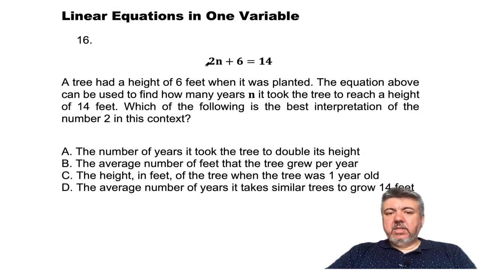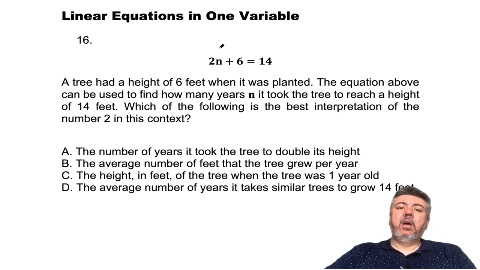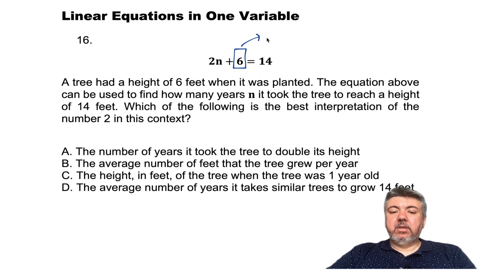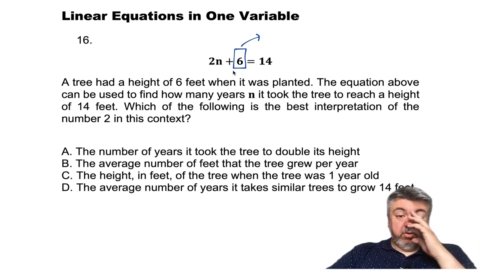Question 16. 2n plus 6 equals 14. A tree had a height of 6 feet when it was planted. The equation above can be used to find how many years it took the tree to reach a height of 14 feet. Which of the following is the best interpretation of the number 2 in this context? Okay, let's see one by one. 6 is the original height, the height in feet when the tree was planted. Okay? So it's not the correct one.